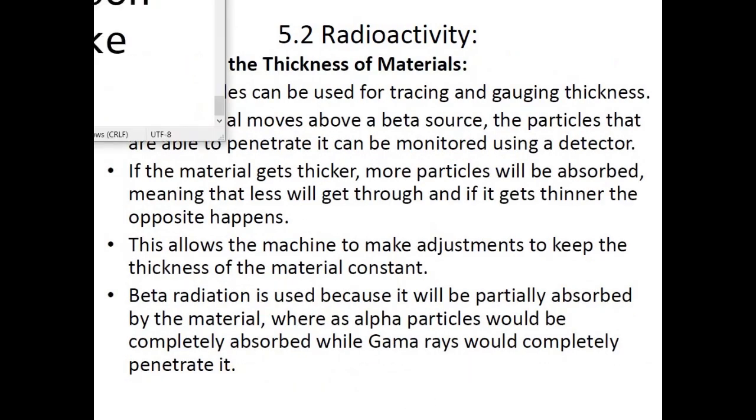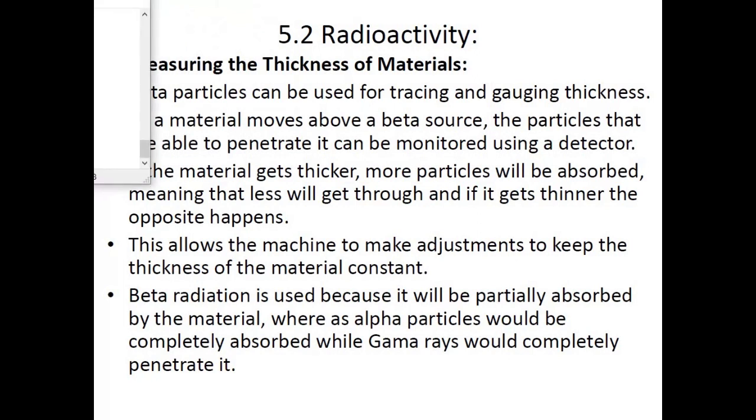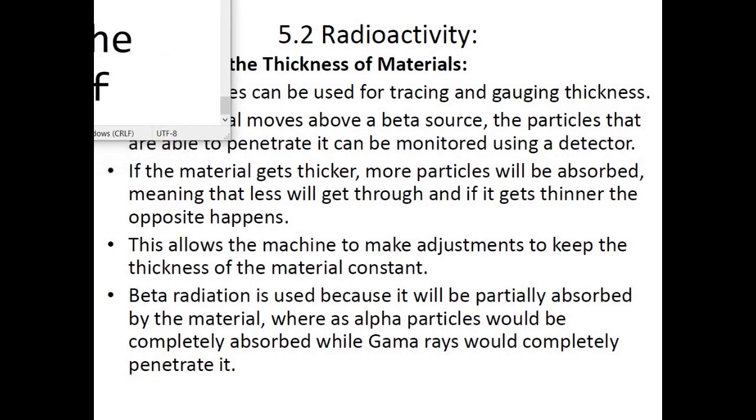Measuring the thickness of material. The thickness of material can be measured by the use of beta particles to gauge the thickness of different types of material and metal sheets. As a material moves above a beta source, the particles that are able to penetrate it can be monitored using a detector.